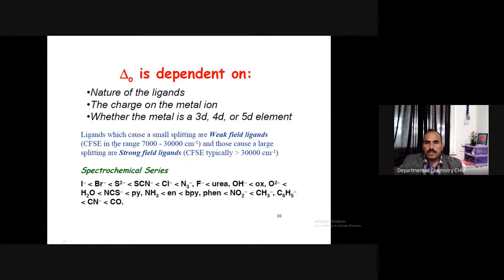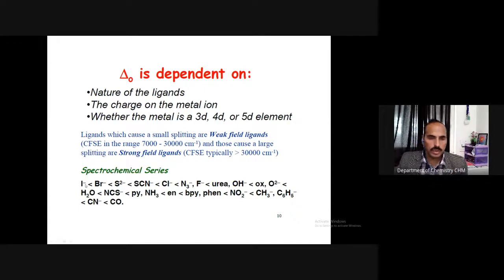Some ligands which are causing small splitting are weak field ligands. So say crystal field splitting in the range of 7,000 to 30,000. Okay. And those which cause more than 30,000 generally. Okay. Sometimes we just say the ligands which can cause low spin complexes are strong. Either way you are fine, you can understand this is a relative phenomenon.